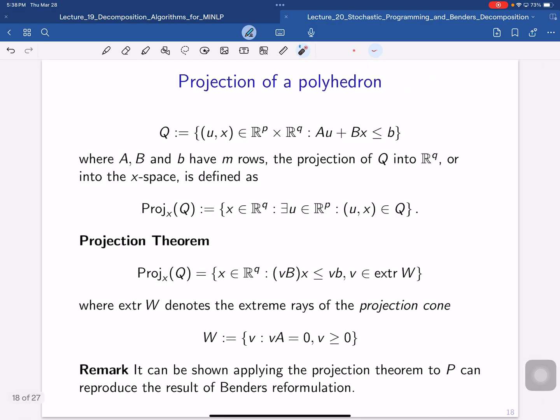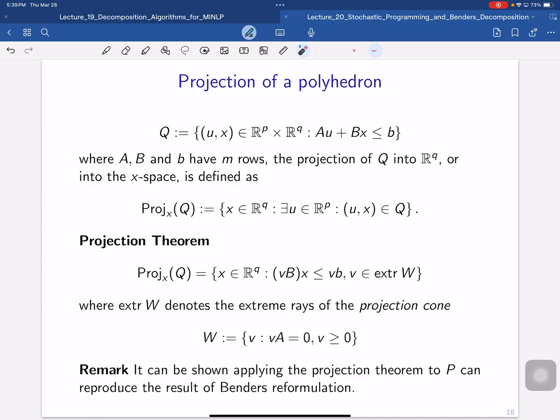So how do you project a polyhedron from high dimension to low dimension? Okay, so there is also something called a projection theorem, which says if you have a polyhedron in high dimension that has variables u and x, and you want to project this polyhedral set onto the x space, right? So essentially we are rewriting the definition of projection, right? So projection to the x space is that for all the x, there exists a u such that this point (u, x) is in the high dimensional polyhedron. Okay, so how do you project it?